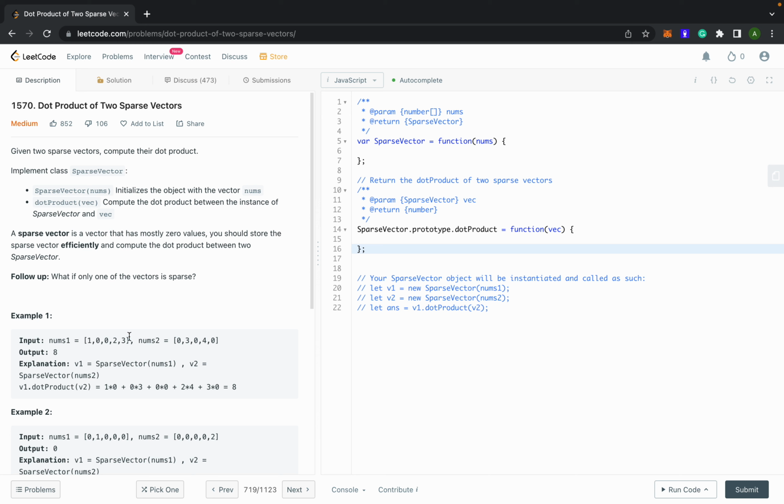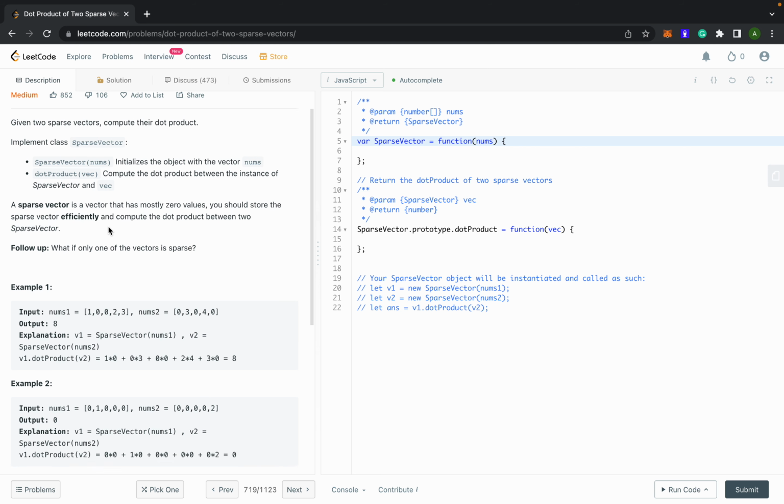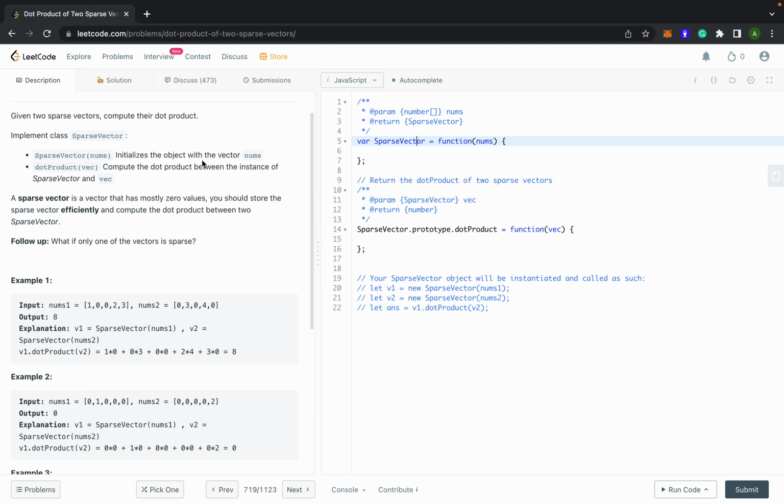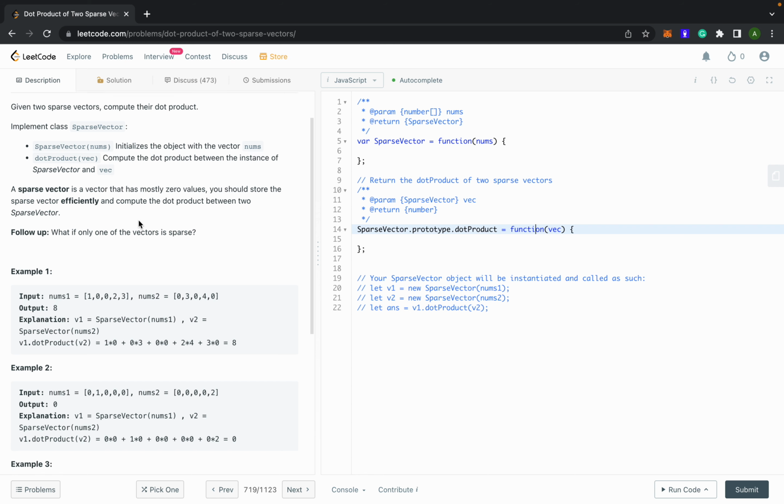When I say a question is an array question, I filter on LeetCode by arrays, and the data structure of the problem comes as arrays. Anyway, the problem says: given two sparse vectors, compute their dot product. Implement the class SparseVector. SparseVector(nums) initializes the object with the vector nums, and dotProduct(vec) computes the dot product between the instance of SparseVector and vec. That makes sense.